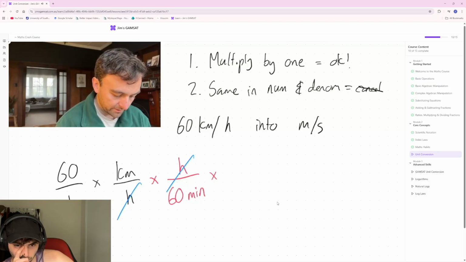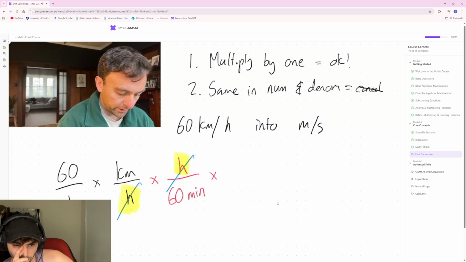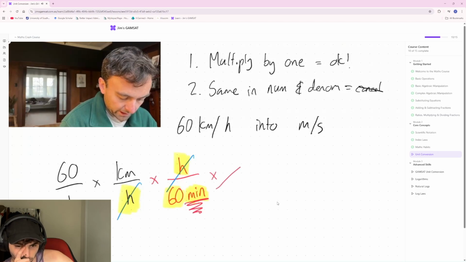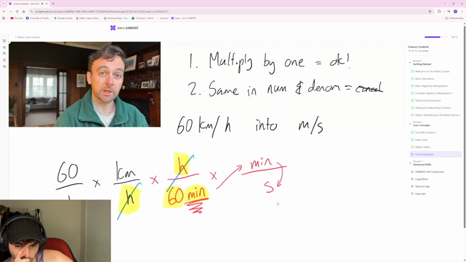So my process is kind of identify the unit that you want to cancel, put the same thing on the other side of the fraction, then put the unit that you want to go into on the other side of that, and then balance it out with some number. So if we do that process for minutes here, we want to cancel the minutes. So let's put it on the other side of the fraction. Then we want to put the unit that we want to go into on the other side of that. And then we just need to put a number on either the numerator or the denominator to make this balance.